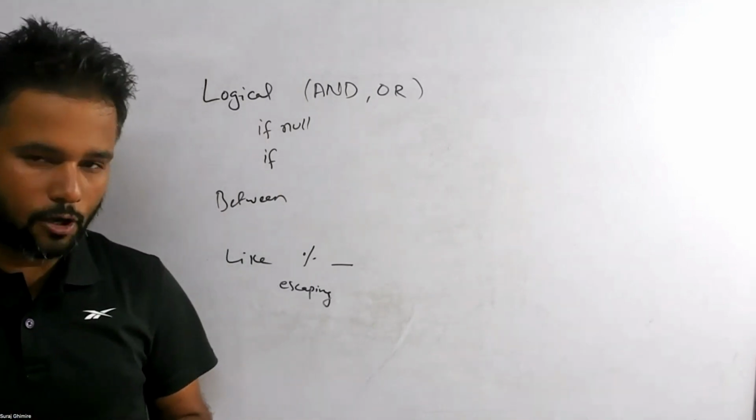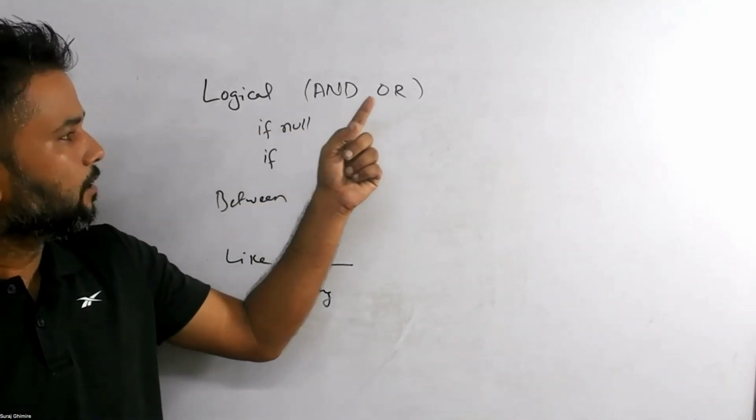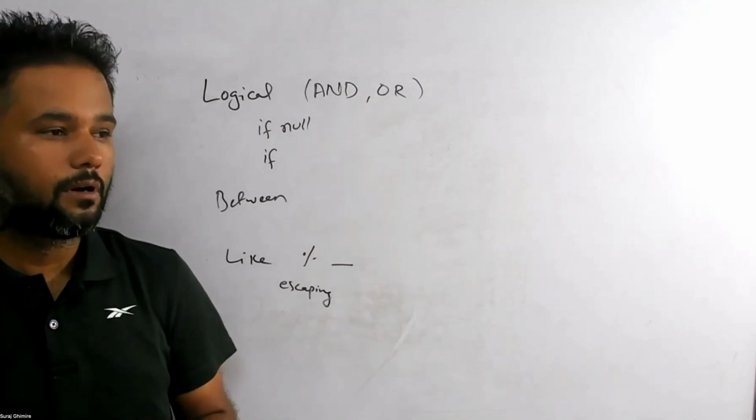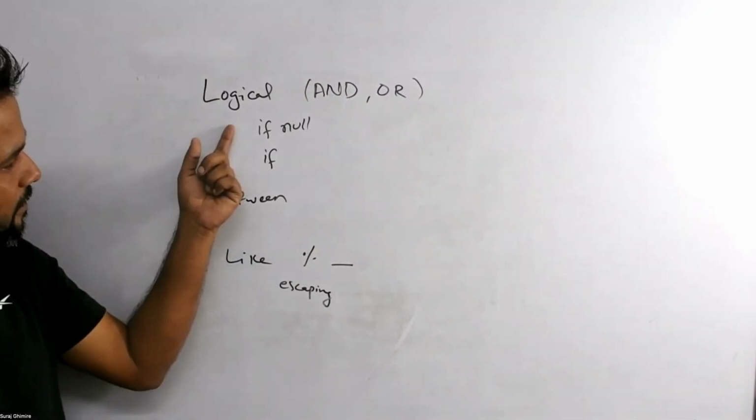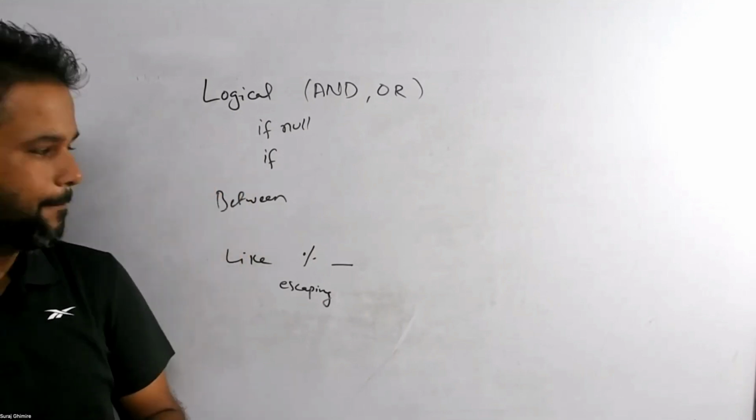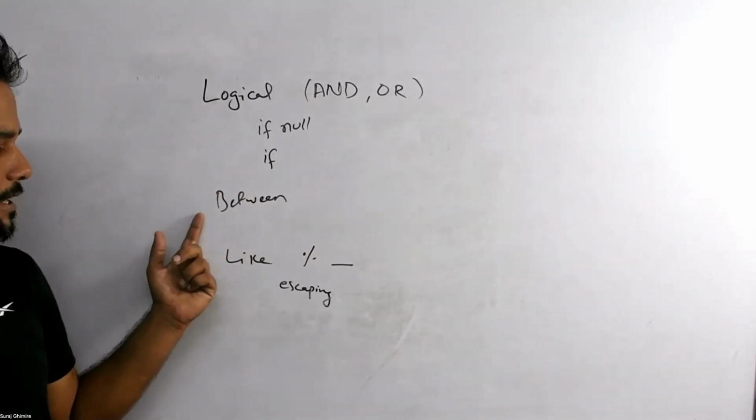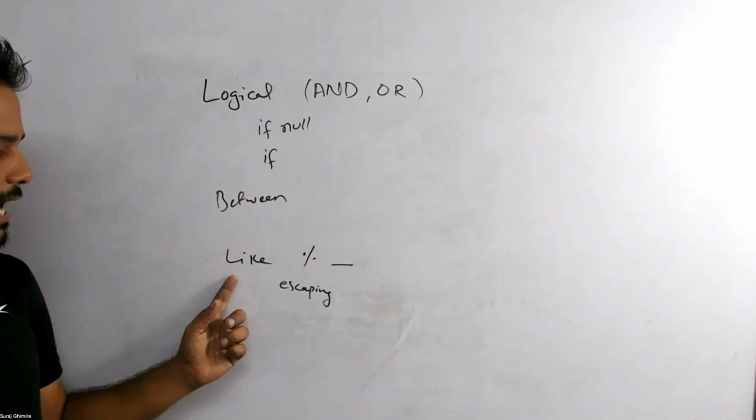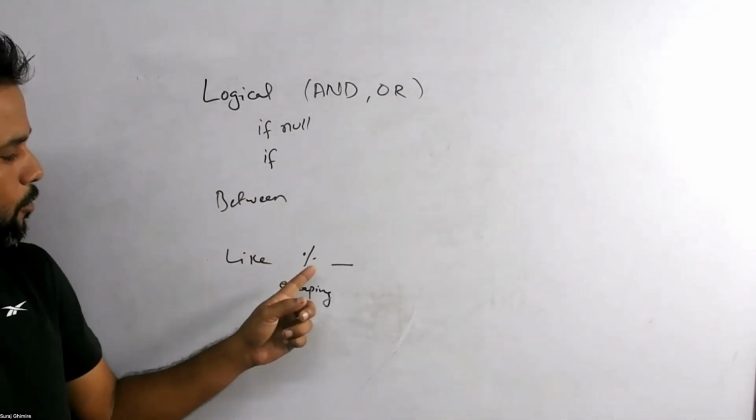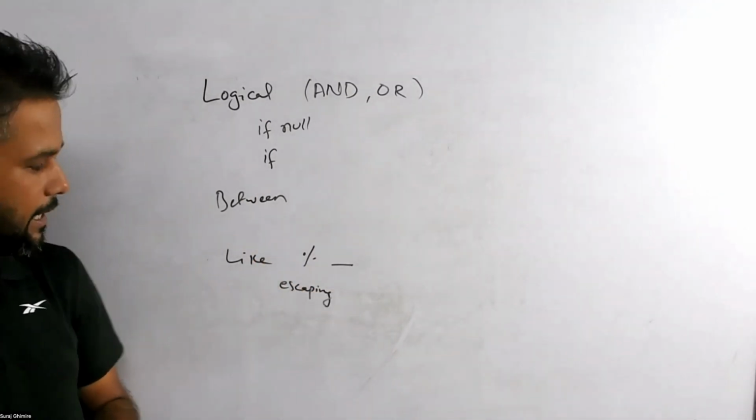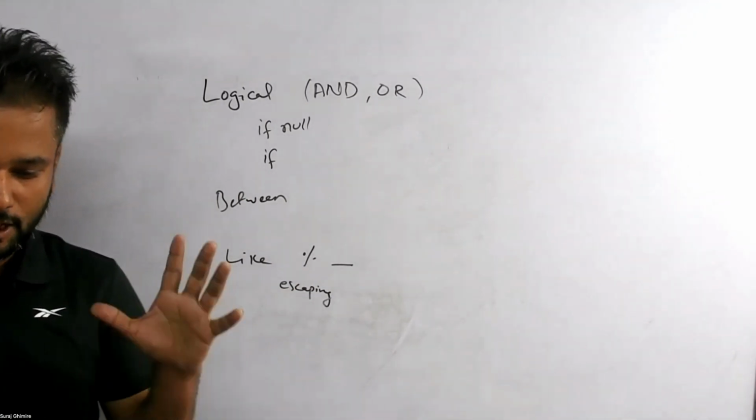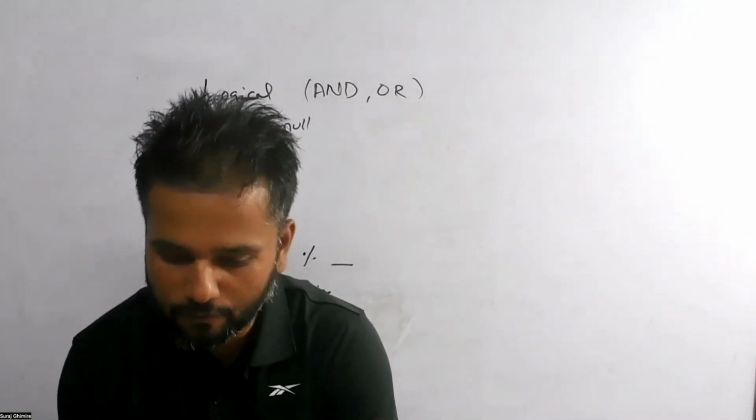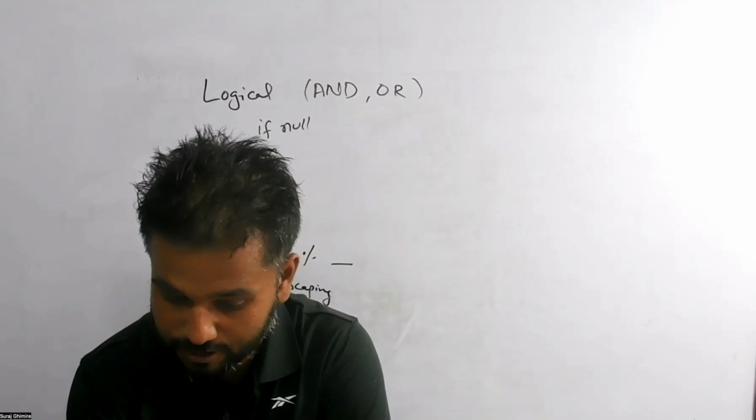So we'll start with logical operators first, and, or, and then we'll talk about how we handle nulls by using ifnull, and then we'll talk about the between operator, and then we'll talk about like, and in like we'll talk about percentage and underscore, and we'll also talk about how you escape some special characters. So this would be our agenda. Let's move on with our logical operators first. So I'll share my screen.